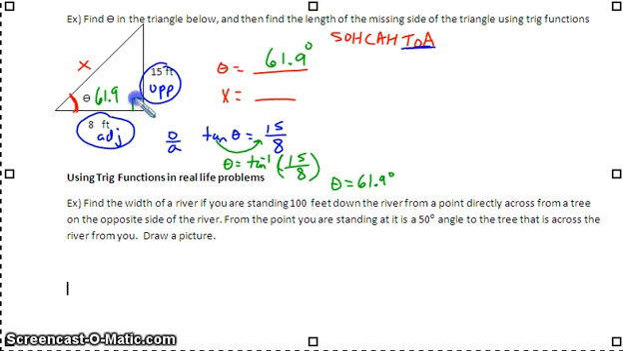And again, this is a right angle. I should have had that marked on the diagram so we don't just assume. Okay, so that was the first thing it asked us to do. Then it says to find the length of the missing side of the triangle.